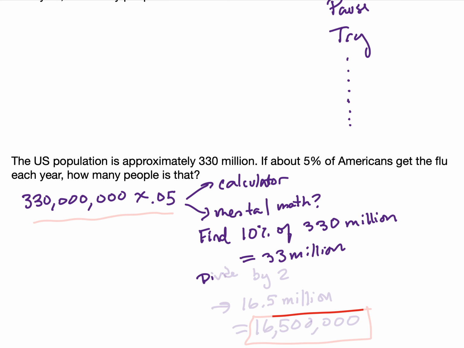And so I could now divide by half, or divide by 2, in order to get just the 5%. So divide by 2 to get 5%. And that would give me 33 divided by 2 is 16.5. So 16.5 million, or that's the same thing as 16,500,000. So that's two different ways to arrive at the same answer.